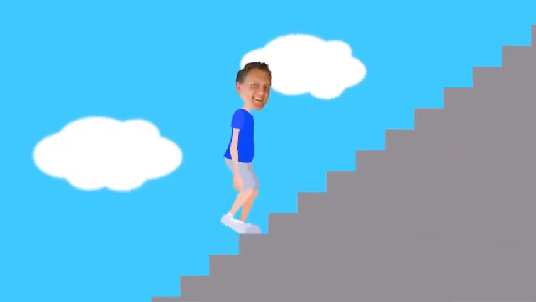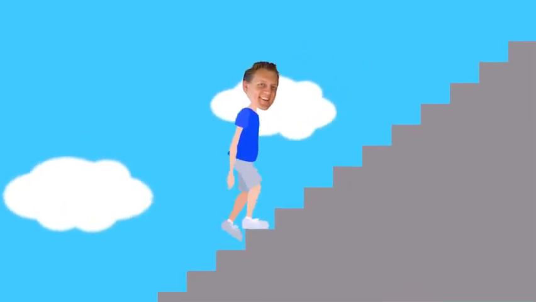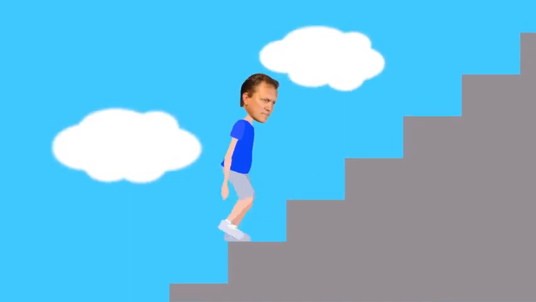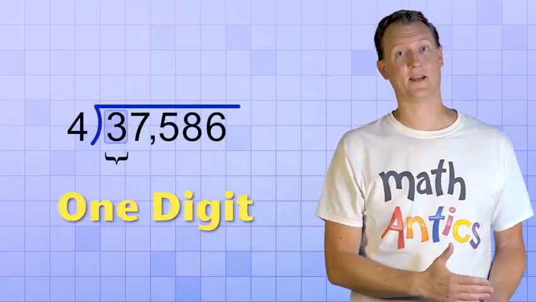It's kind of like climbing stairs. When you have a lot of small steps, each one is easy to climb. But with only a few big steps, each one can be a challenge of its own. That's why we always try to go just 1 digit at a time.